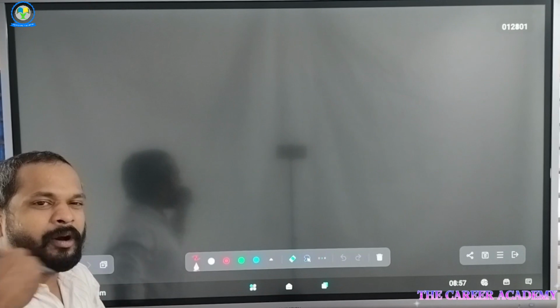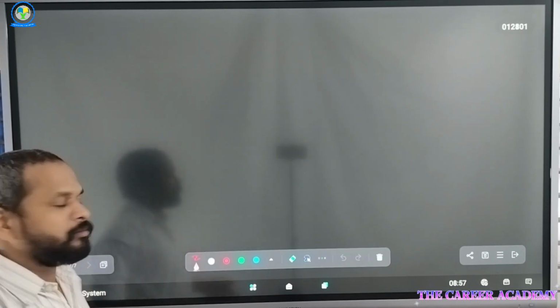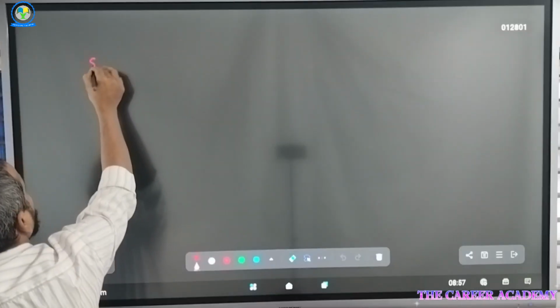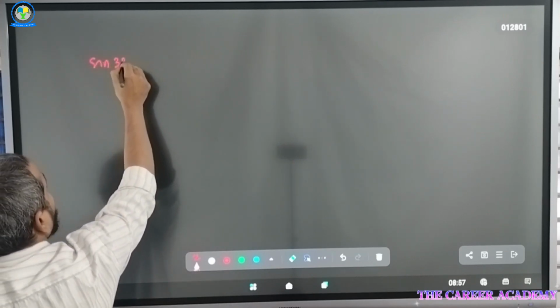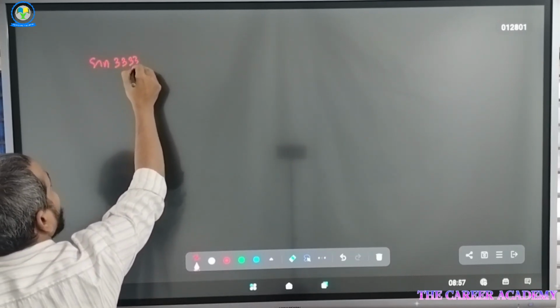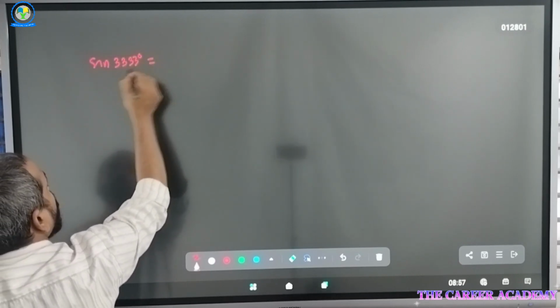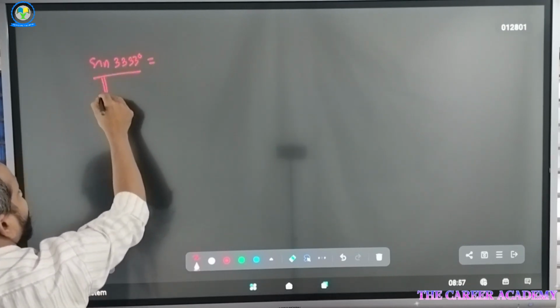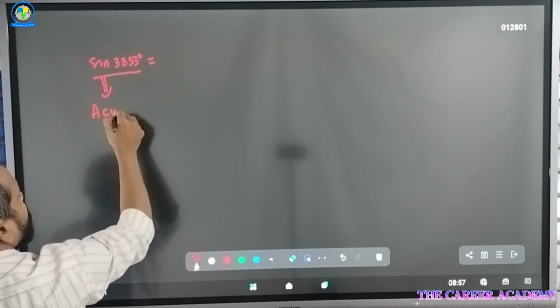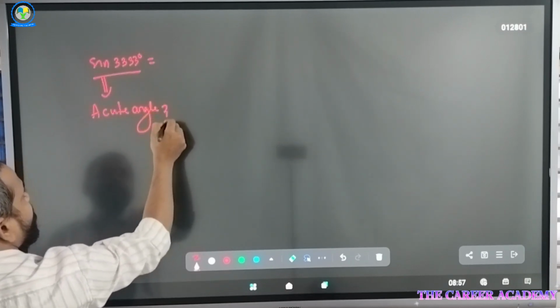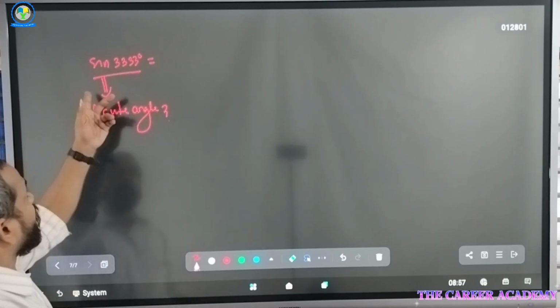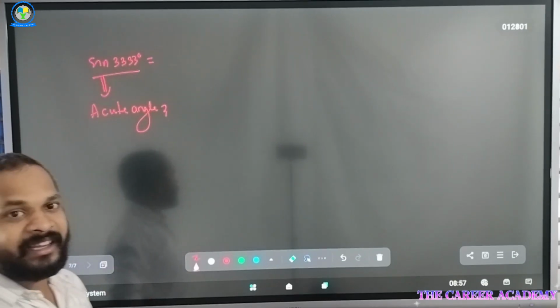Just think of whatever big angle you can take. Now suppose I am writing sin 3333 degree. Convert this angle into an acute angle. How can I convert this angle into an acute angle?